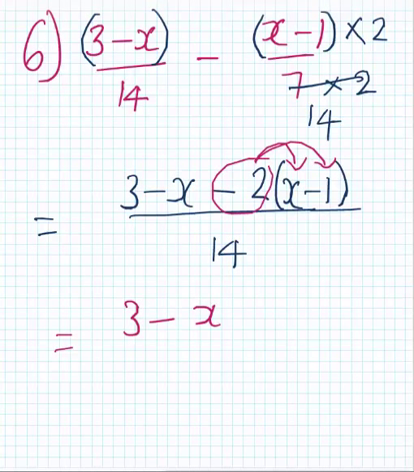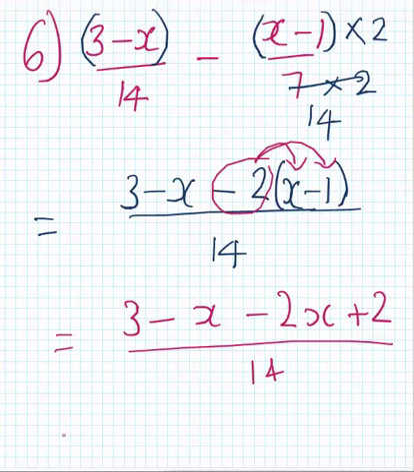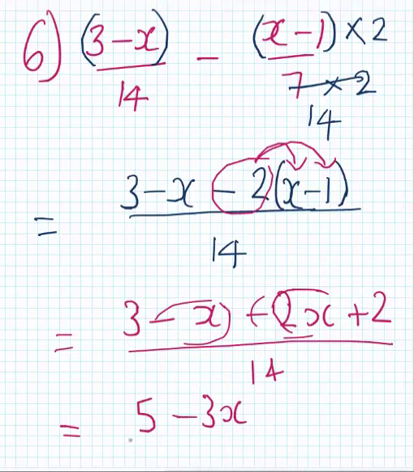And minus 2 times x, that's minus 2x, and minus 2 times minus 1 is a positive 2. And it's all over 14. And we'll just see what we can simplify on top. Well, I've got a whole number here and a whole number down there. A positive 3 plus 2, that is 5. And a minus x minus 2x, well, minus 1 minus 2 is minus 3x. And they're both on top of a 14. And that is your final answer.